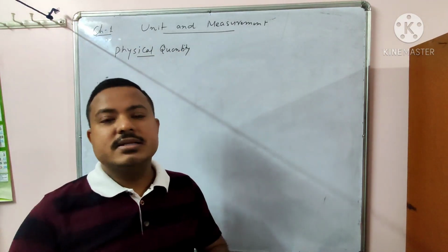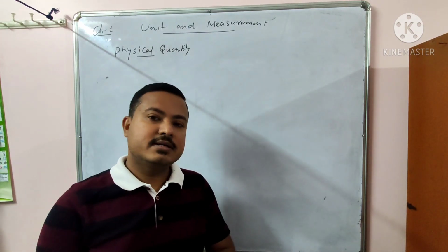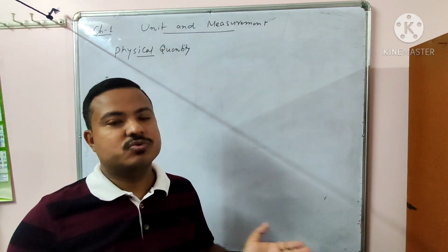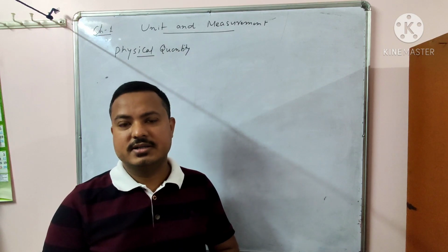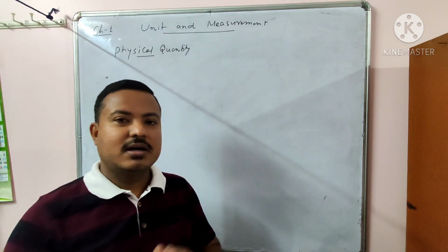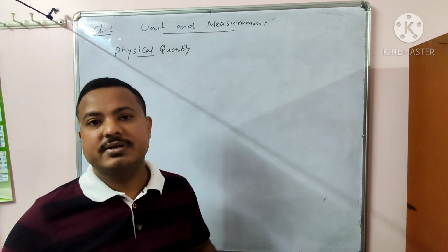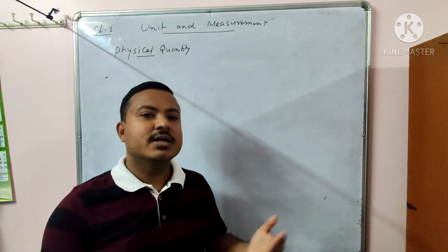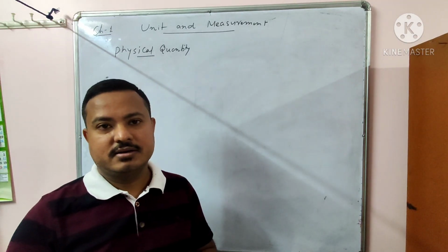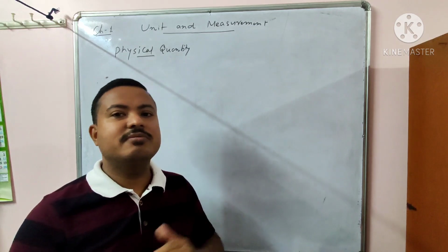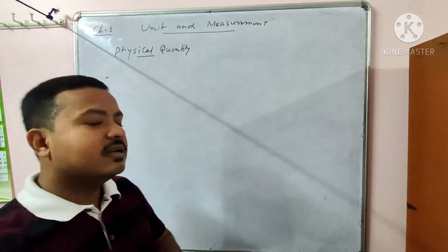The quantities which can be measured directly or indirectly are called physical quantities. For example, mass, length, time, temperature, electric current. These quantities you can measure directly or indirectly. That's why they are called physical quantities. Now, indirectly means what?